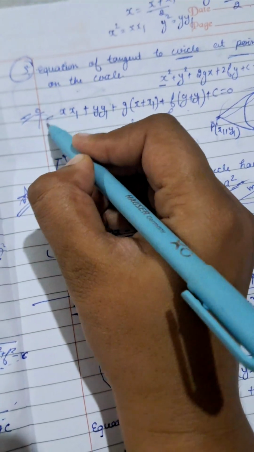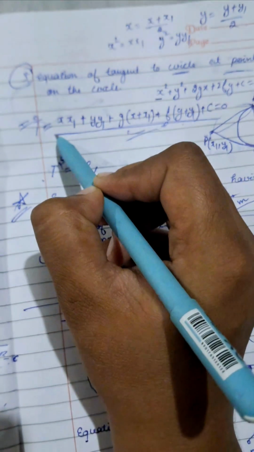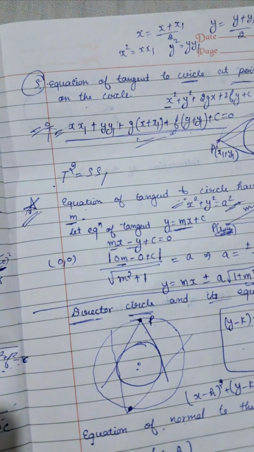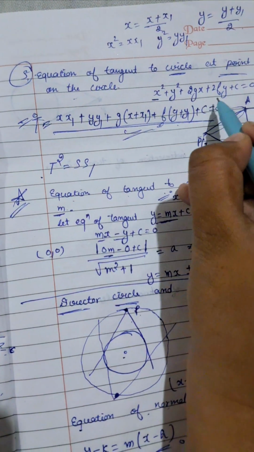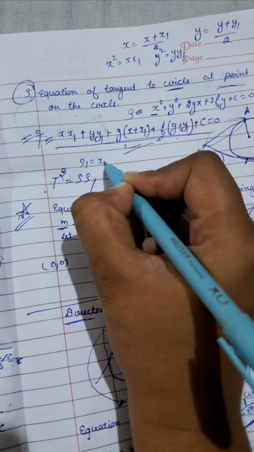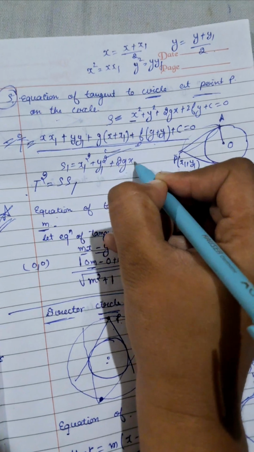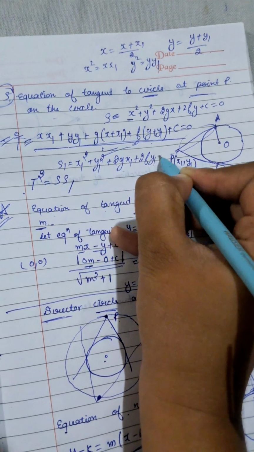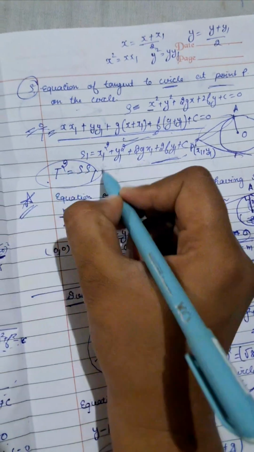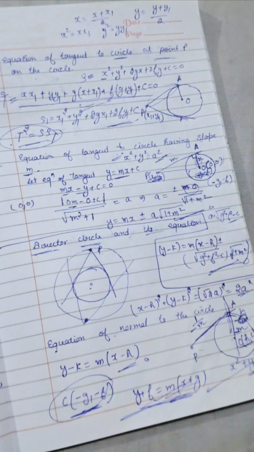Here this is the value of T, this is the value of T, and S is this, this is our S, and S1 is x1 square plus y1 square plus 2gx1 plus 2fy1 plus c. So after putting this value, we will get the equation of two tangents, the pair of tangents to the circle.